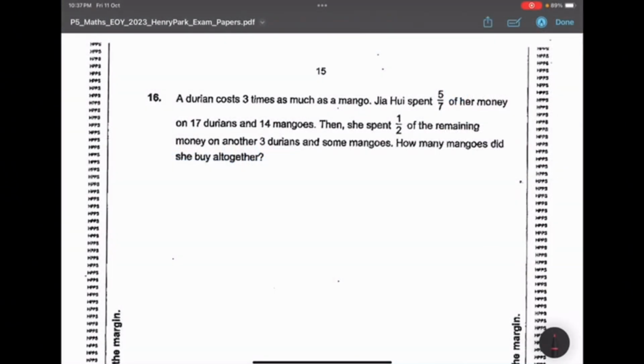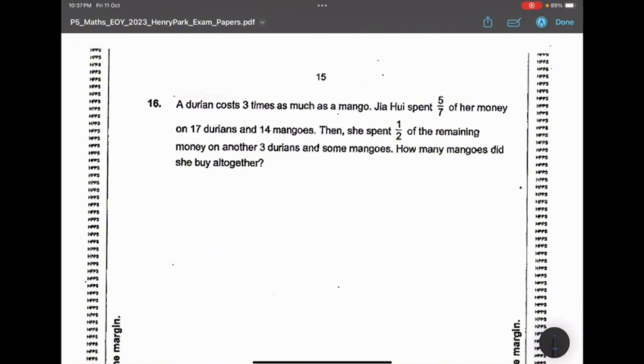Moving on to the next question, question number 16. A durian costs 3 times as much as a mango. First, what I want to do is to break up my sentence and also list down the ratio. Durians to mangoes is 3:1. Now, let's move on to sentence number 2. Jiahui spent 5/7 of her money on 17 durians and 14 mangoes.